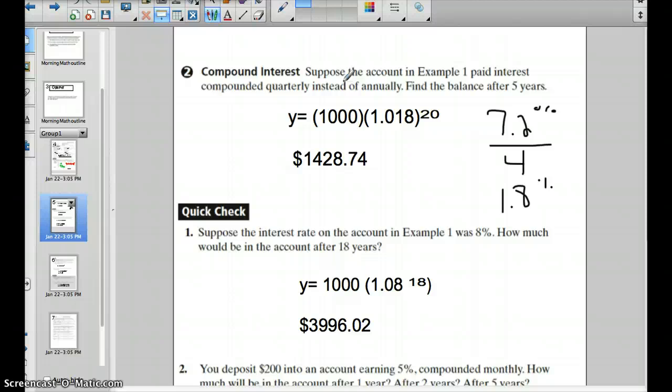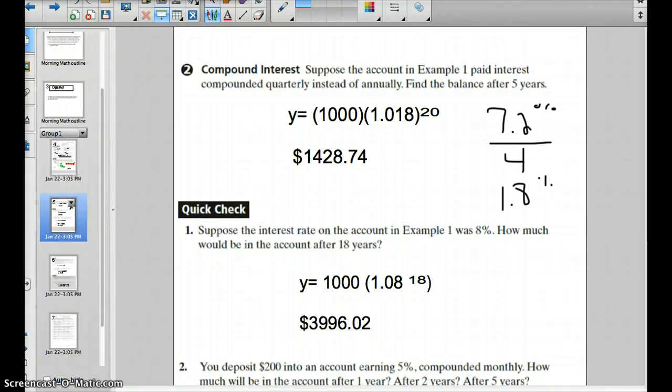So we've now changed the interest rate to 8%, okay? And we're going to only compound it annually. So we upped it just a little bit, and we're going to let it sit for 18 years. So here's our equation, and after 18 years, you've taken that $1,000 that we had in example 1, and you now have almost $4,000. So you have quadrupled your money in 18 years by earning 8%. Not too bad of an investment.